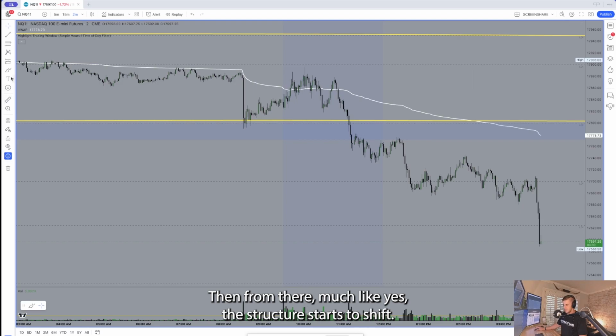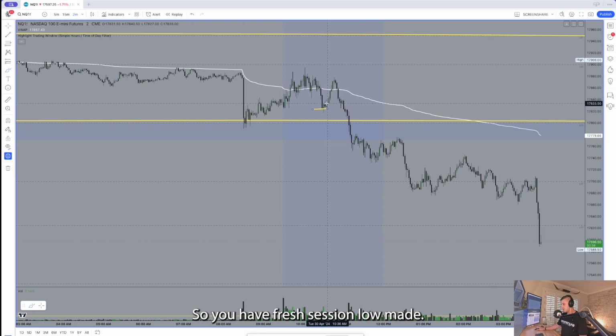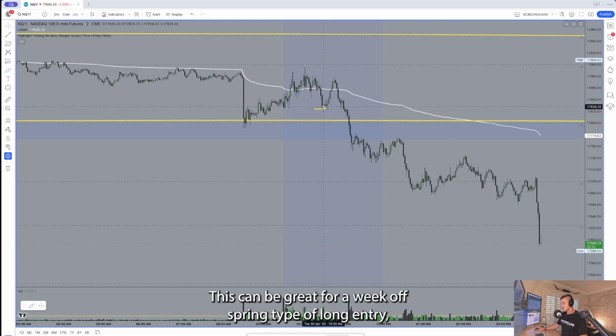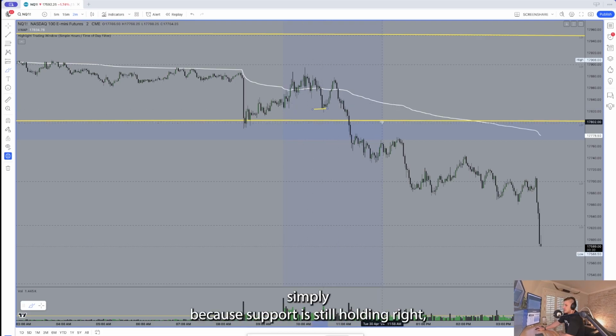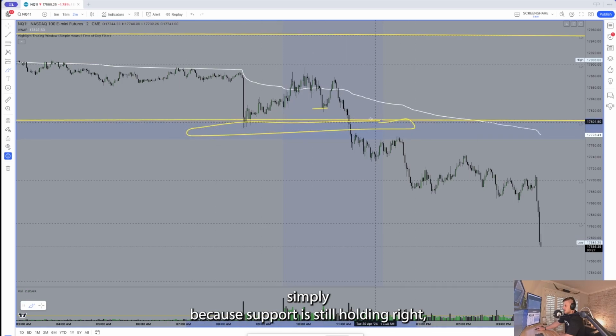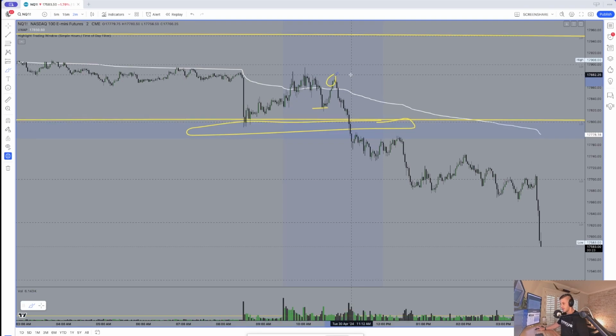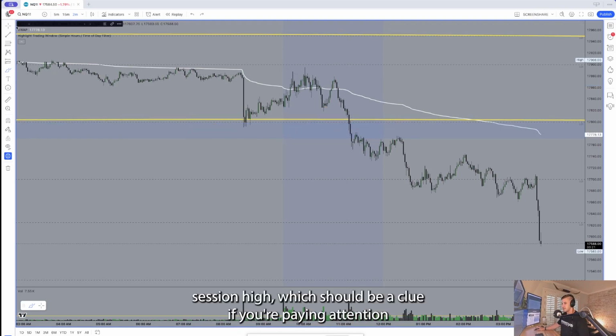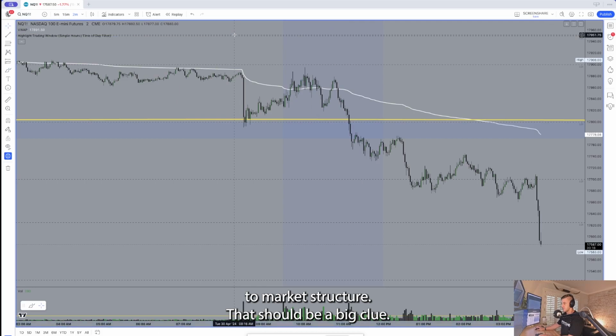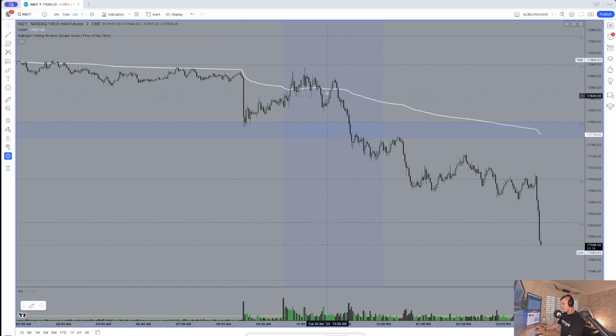Then from there, much like ES, the structure starts to shift. So you have fresh session low made. This can be great for a Wyckoff spring type of long entry, simply because support is still holding, right? But that move higher does not result in a fresh session high, which should be a clue. If you're paying attention to market structure, that should be a big clue. Okay, from there, price rolls over. There's no real bid at 800. That is a concern. That is definitely a concern.